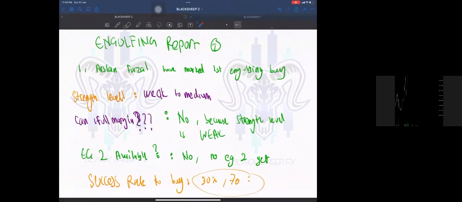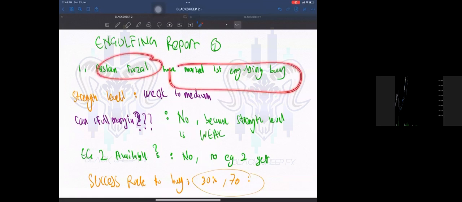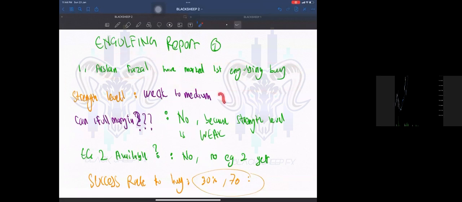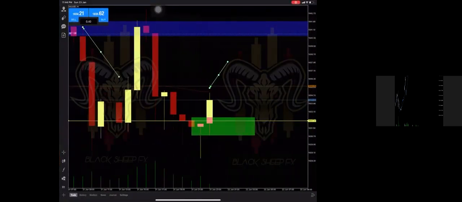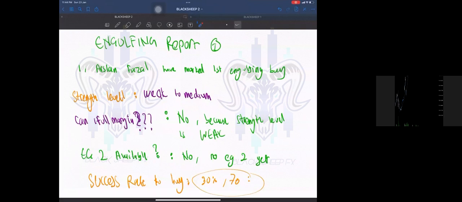I, Arslan Farzal, have made an engulfing buy. I have also said it was weak to medium. I've also said I cannot go full margin. I've also said the potential of losing was higher, but I wanted to test my knowledge. So if I lose, would I cry? No, I'll be like, yeah, next time I'll be more careful with setups like this. The old me would go full margin.